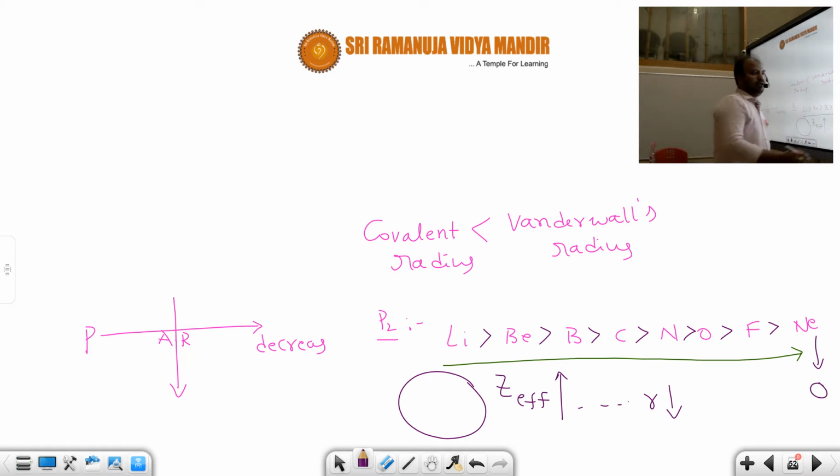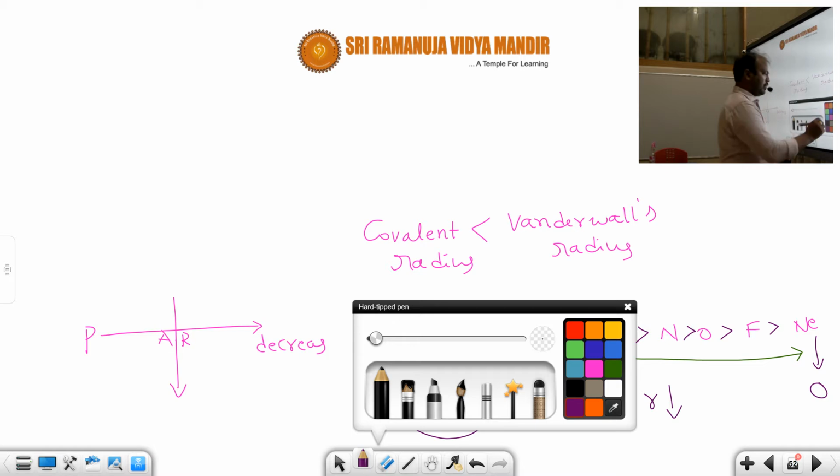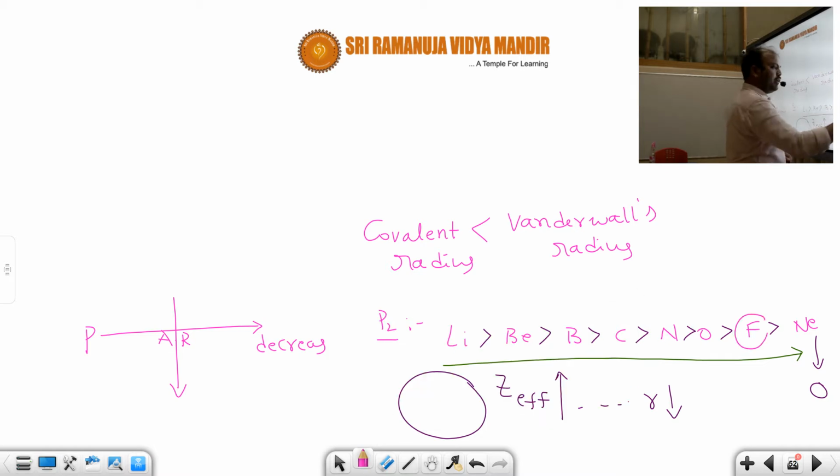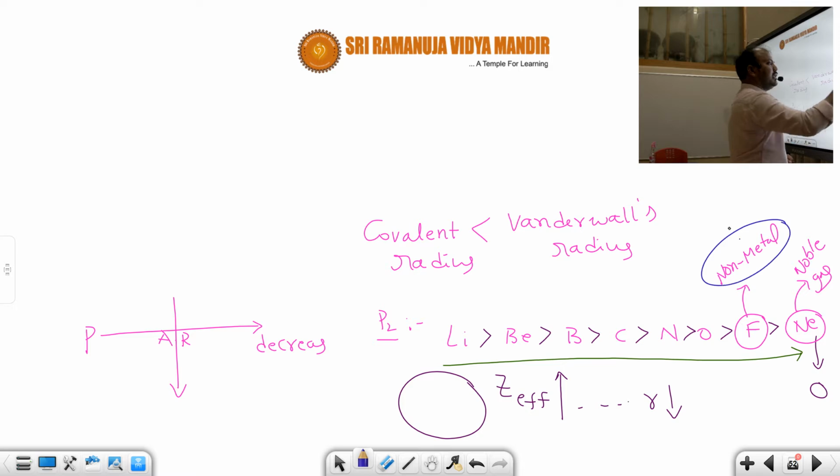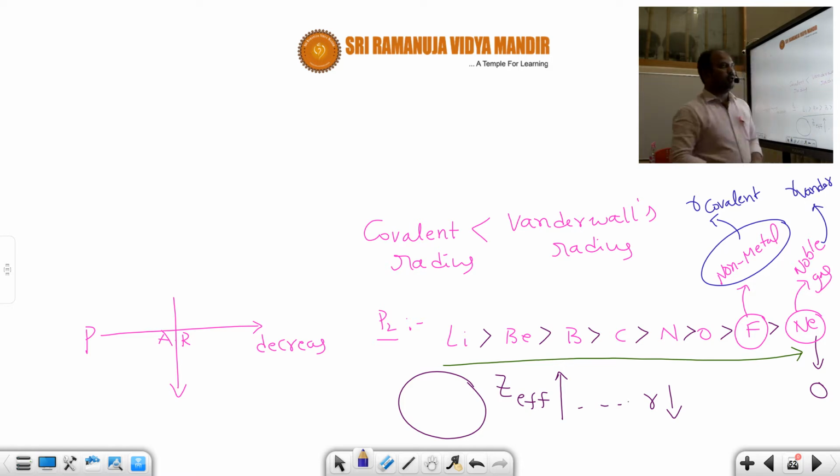But what actually happens? Have a look at this once. Fluorine is a non-metal. Neon is a noble gas. We know that very well. Non-metals generally exhibit covalent radius. We know that noble gases exhibit van der Waals radius. Is it correct or not? It is a van der Waals radius.